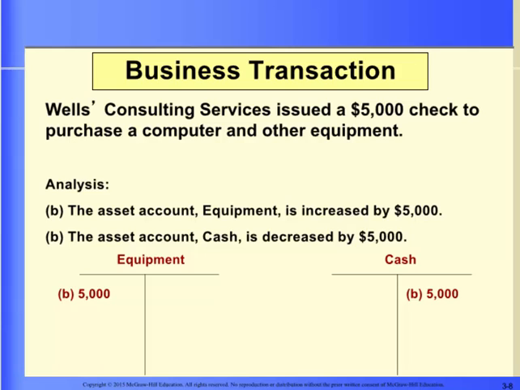Our next transaction is when the business purchased equipment for cash. Wells Consulting Services issued a $5,000 check to purchase a computer and other equipment. Analysis. B. The asset account equipment is increased by $5,000. B. The asset account cash is decreased by $5,000. Since equipment is going up, we would record the $5,000 equipment increase on the left side of the equipment T account. Since the check causes the cash account to go down, we would record the $5,000 outlay of cash on the right side of the cash account.